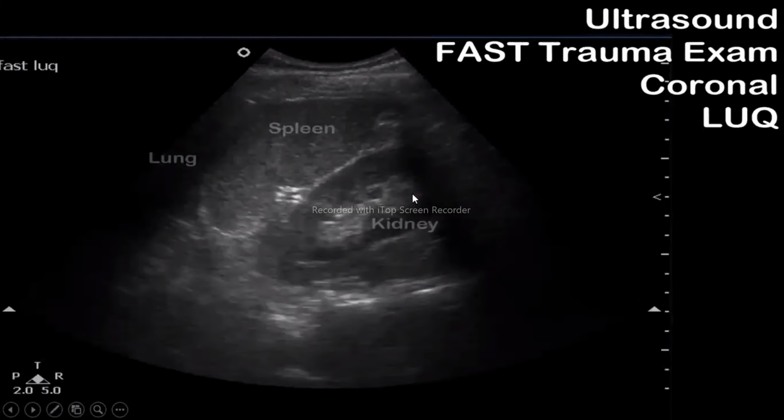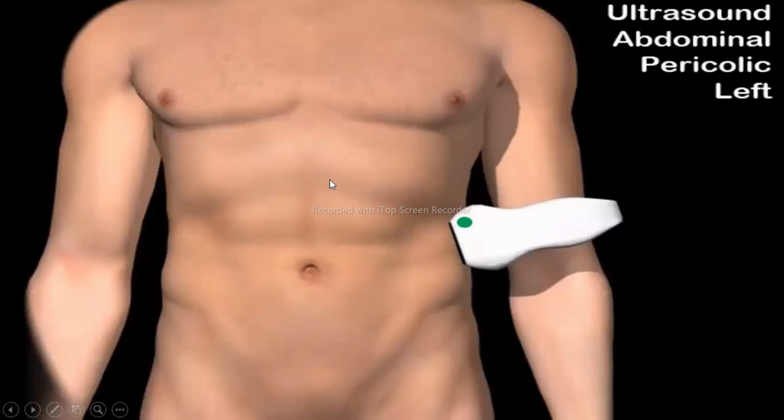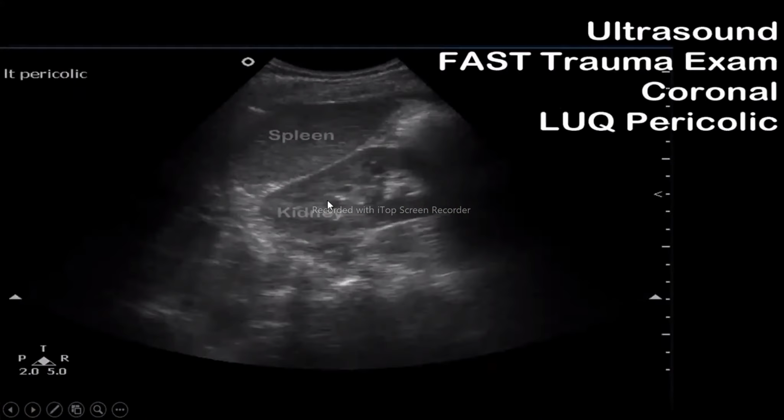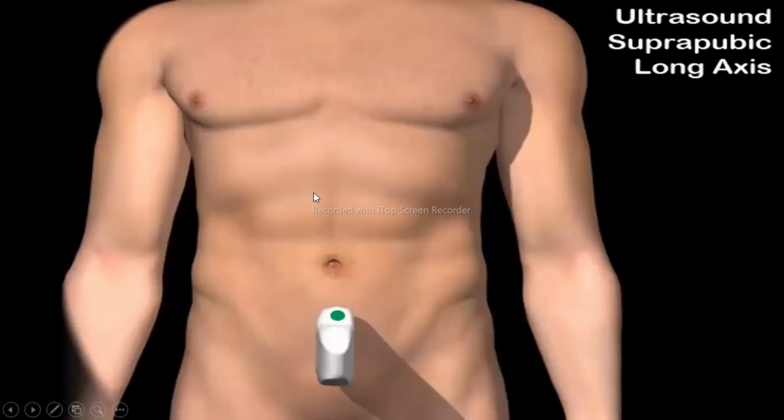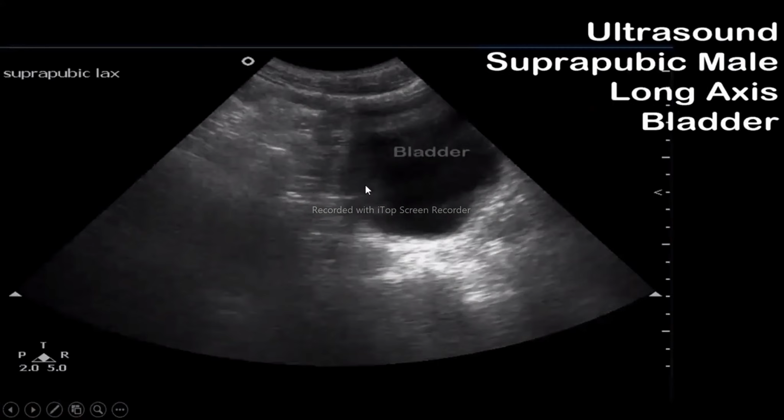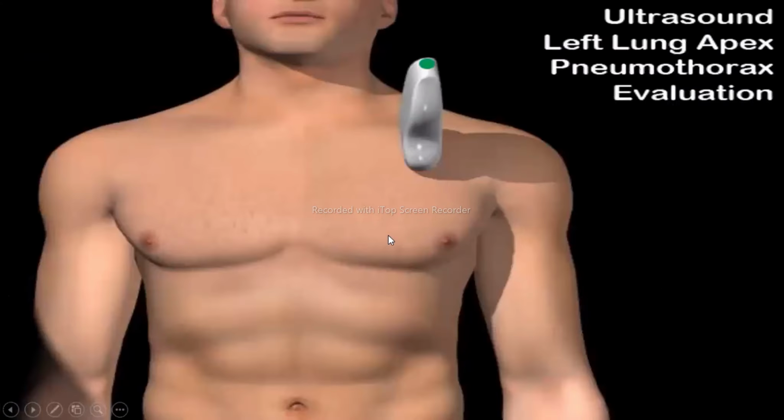This one is left upper quadrant. So the kidney, the spleen, the space between the kidney and the spleen. Can you see the membrane shiny? It's normal. Spleen, kidney, normal. The bladder, because of urine in the bladder, it's black, normal. Can you see any fluid here? No. Okay, so it's normal.